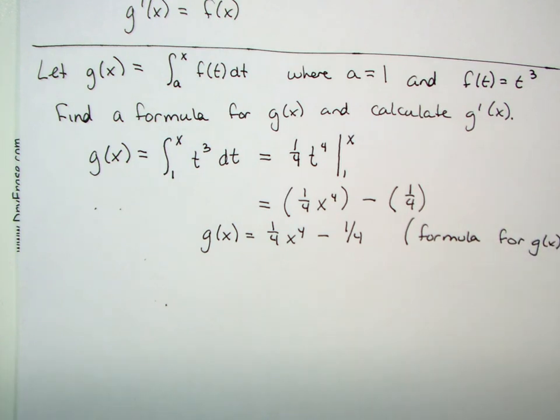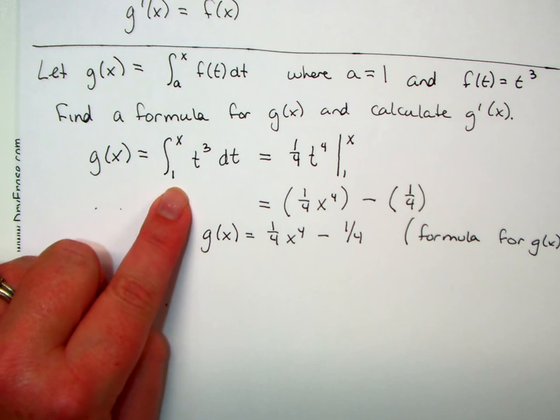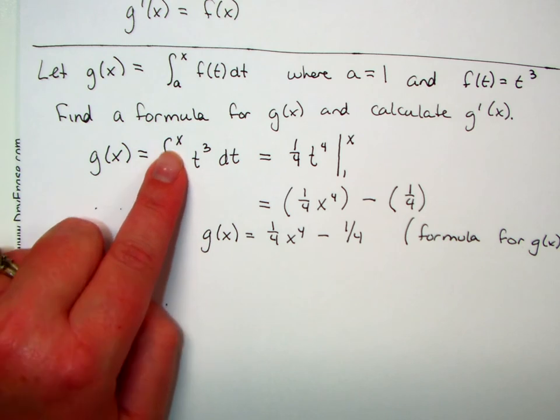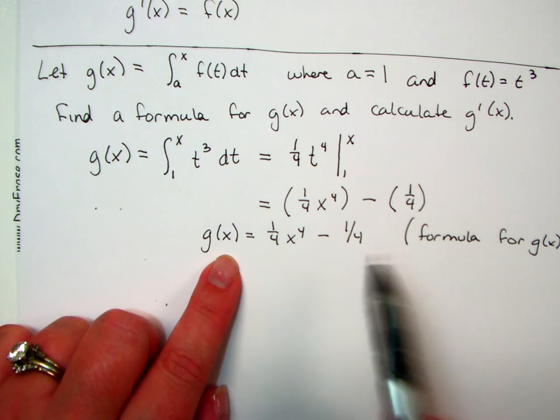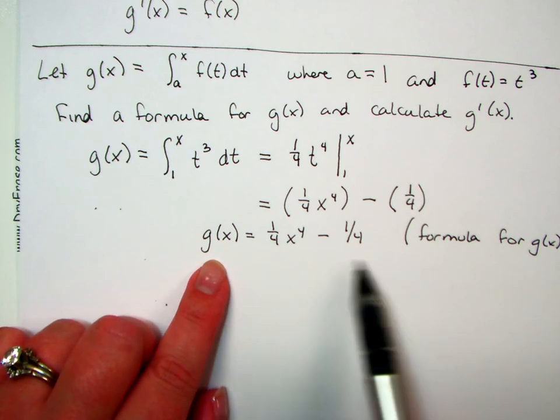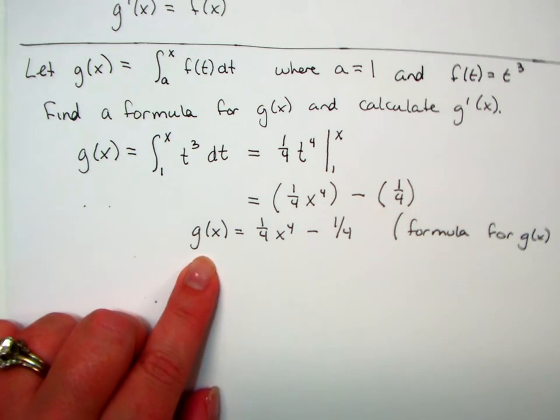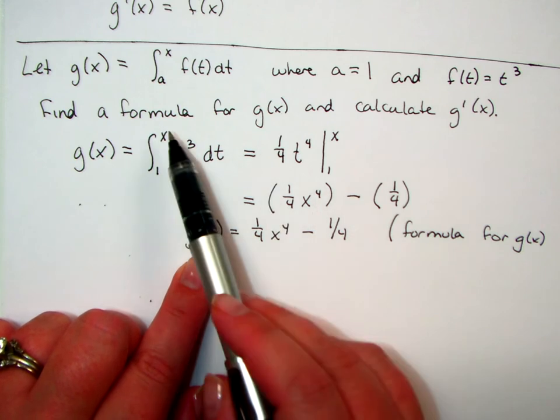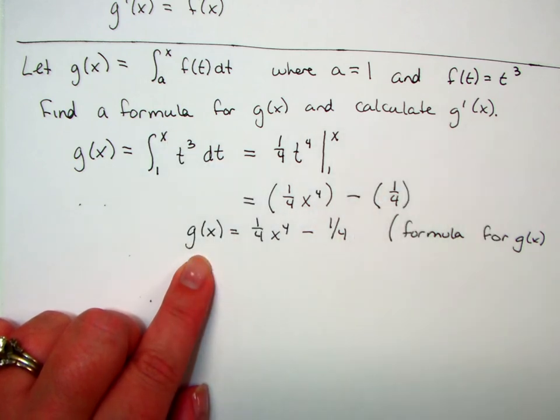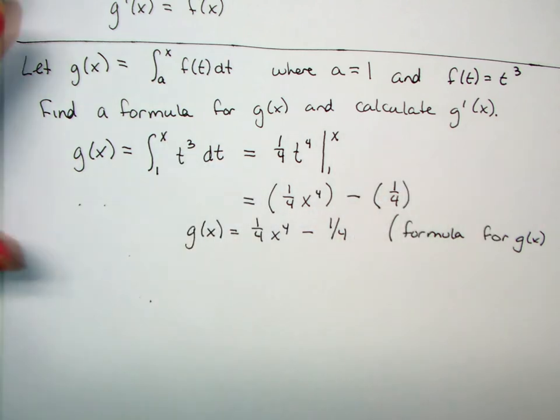So if I wanted to know the area under t cubed from 1 to 5, I could plug 5 into this function and get it, right? So this is my area under the curve of t cubed, right? But the directions also say calculate g prime of x. So let's go ahead and do that, right?